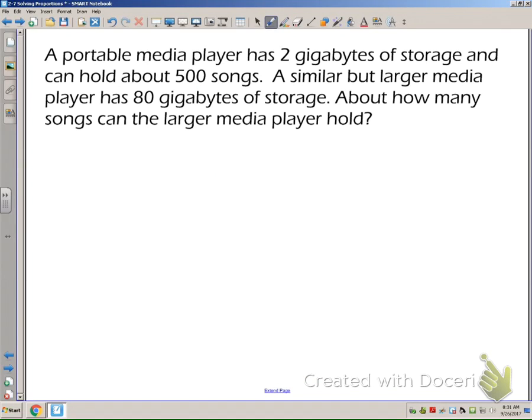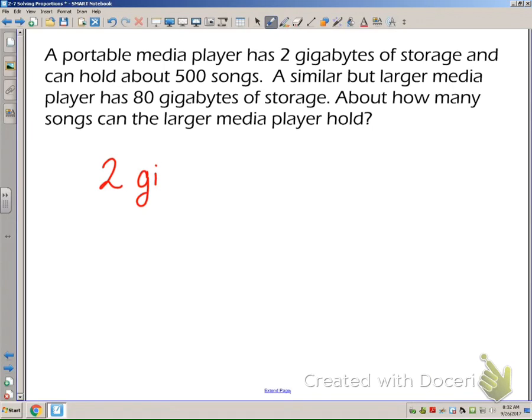Okay, so this says a portable media player has 2 gigabytes of storage and can hold about 500 songs. A similar but larger media player has 80 gigabytes of storage. About how many songs can the larger media player hold? Well, we can tell right off the bat this is going to be a proportion problem, because we're comparing two things. So if it's 2 gigabytes, and I've always got to line it up.